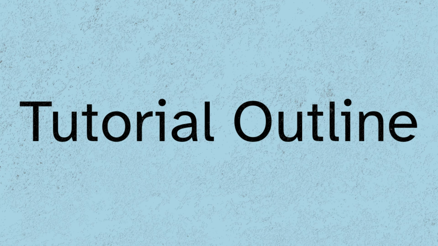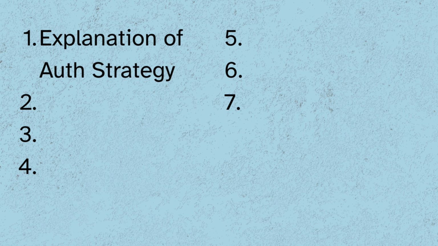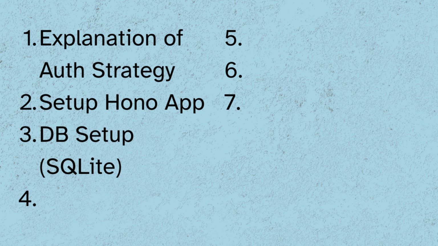I'm going to quickly walk you through the outline of this video so you know exactly what to expect, and by the end of this tutorial, you'll have everything that you need to set up your own REST API authentication. So first, before we jump into any code, I'm going to give you a high-level overview of how the auth strategy works. Then we'll create a new Hono app from scratch so you can see the whole process start to finish. Third, we'll set up the database. I'll be using SQLite, but this auth strategy will work with any database.